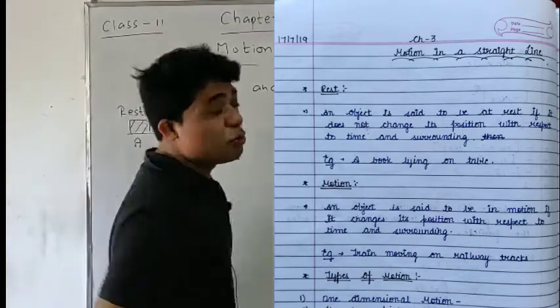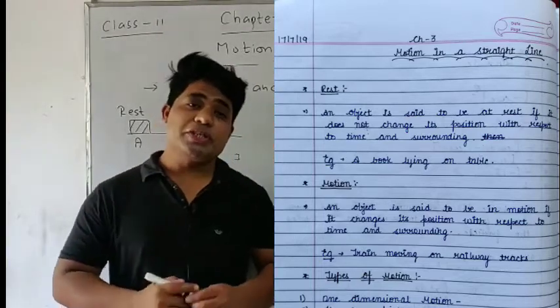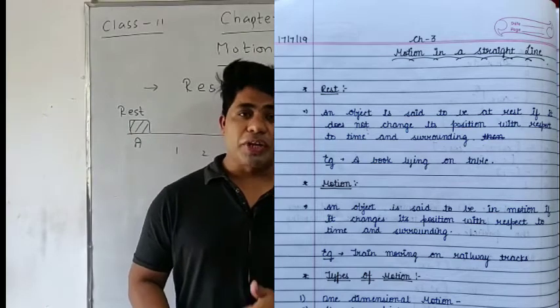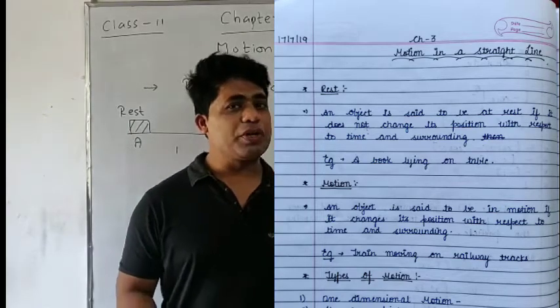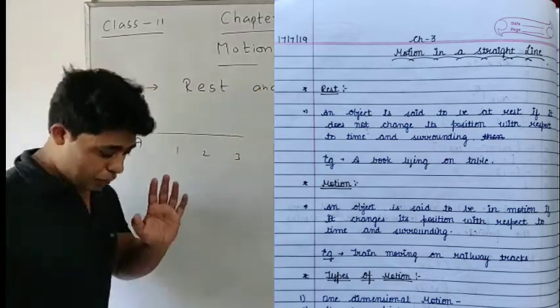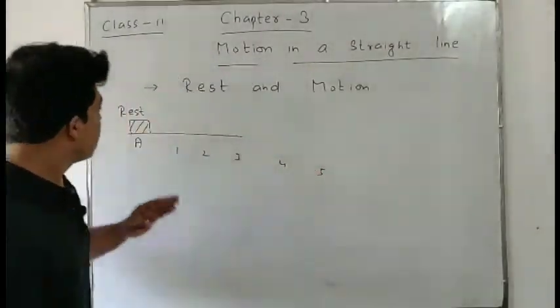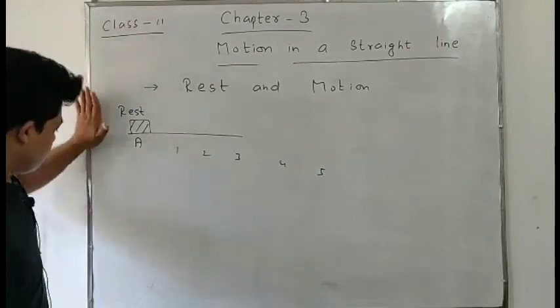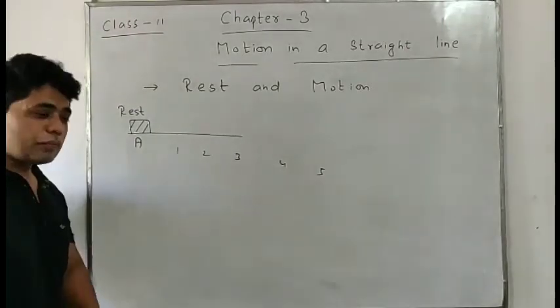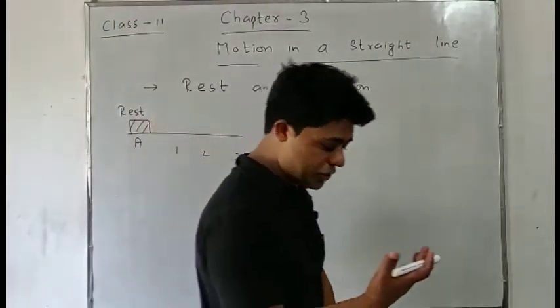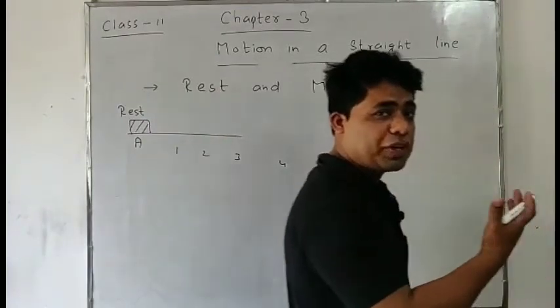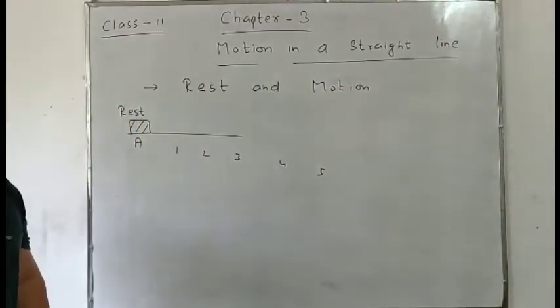On the other hand, what is the meaning of motion? When an object can change its position with respect to time and surrounding, it is said to be in the state of motion. Look at me, I'm in the state of motion. Why? This is the surrounding, this is the reference point, 1 second, 2 second, 3 second. I can change my position with respect to time and surrounding. So I am in the state of motion.